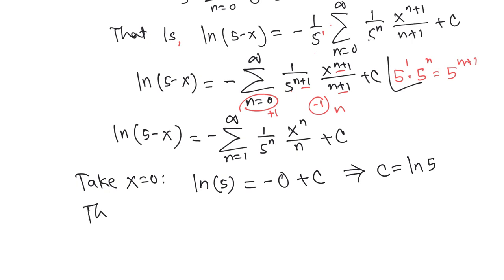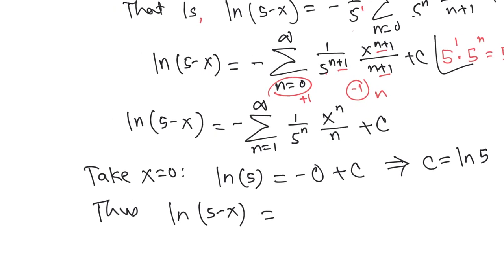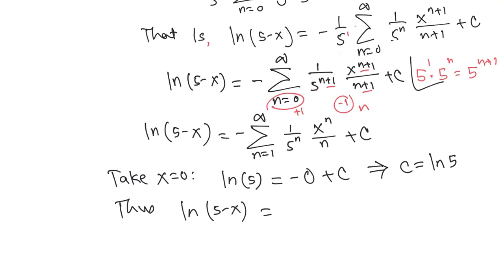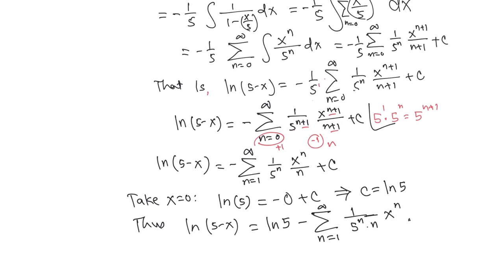Thus the final answer: ln(5 − x) equals negative, or let's write plus c in the first place. c is ln 5. So I'm writing plus c first, which is ln 5 minus the series n from 1 through infinity, 1 over 5 raised to n times n, x^n.